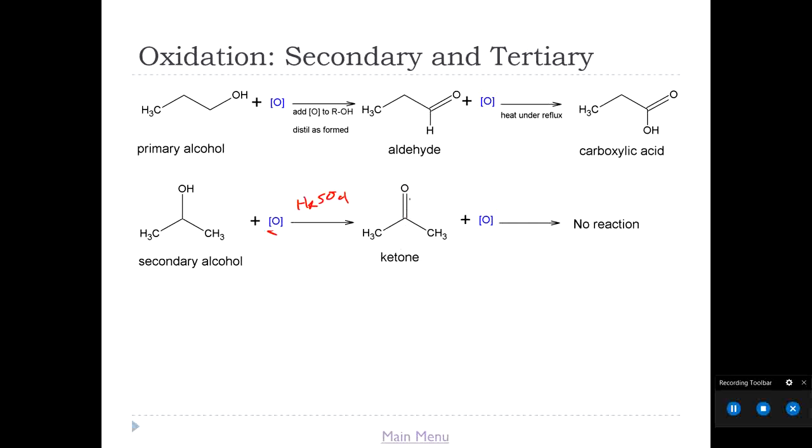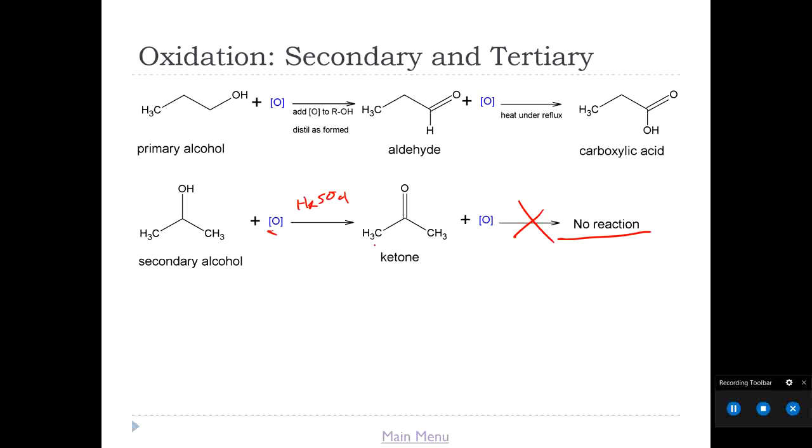So it creates that double bonded oxygen just like the aldehyde, but it's in the center of the chain. If we add more oxidizer to the ketone, we get no reaction occurring. Okay, it can't be oxidized any further because we're not going to break the carbon-carbon bonds.